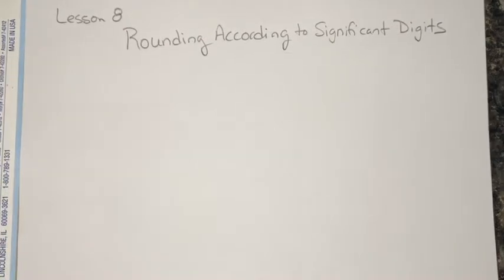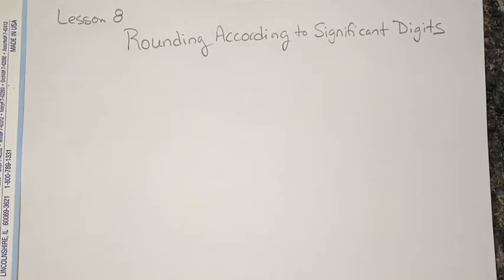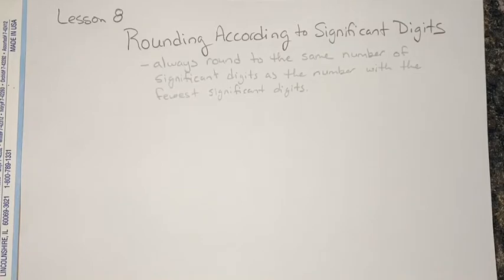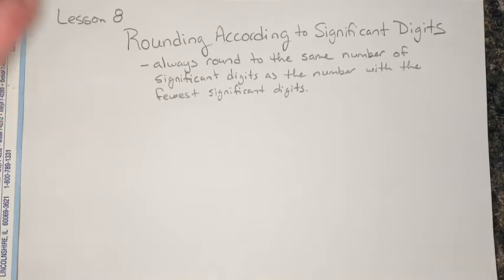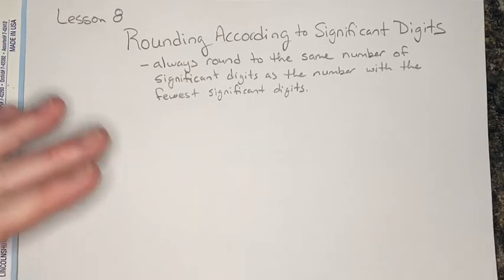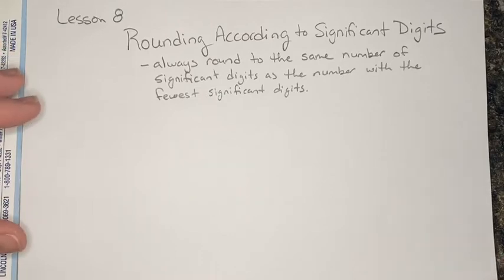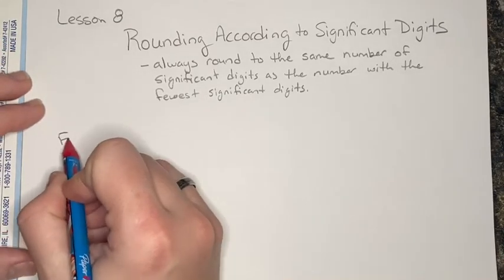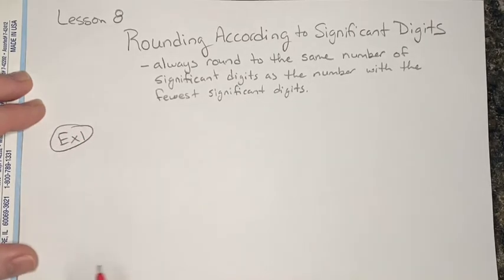All right, let's take a look at lesson 8. Lesson 8 is rounding according to significant digits. When we round according to significant digits, we always want to round to the same number of significant digits as the number with the fewest significant digits. So let's take a look at example 1. Okay, example 1 on page 31.